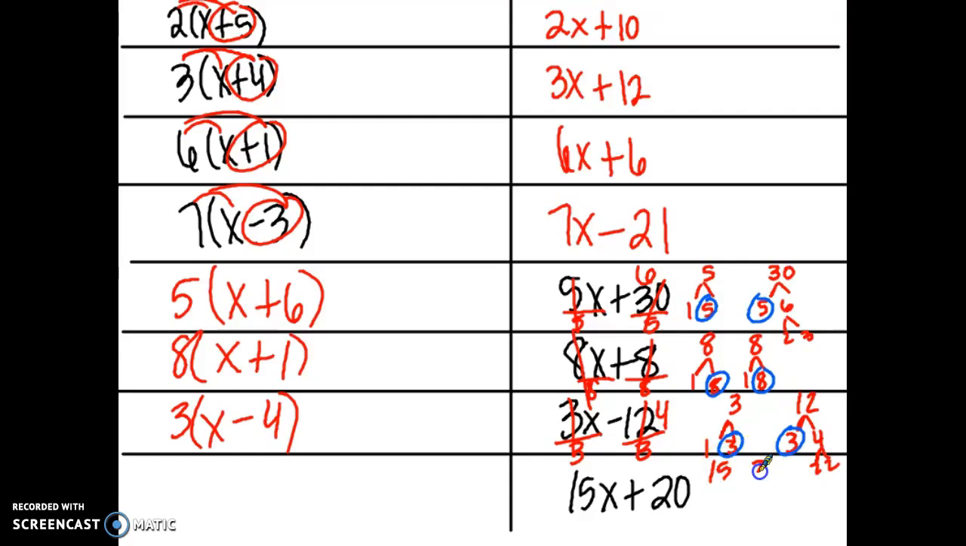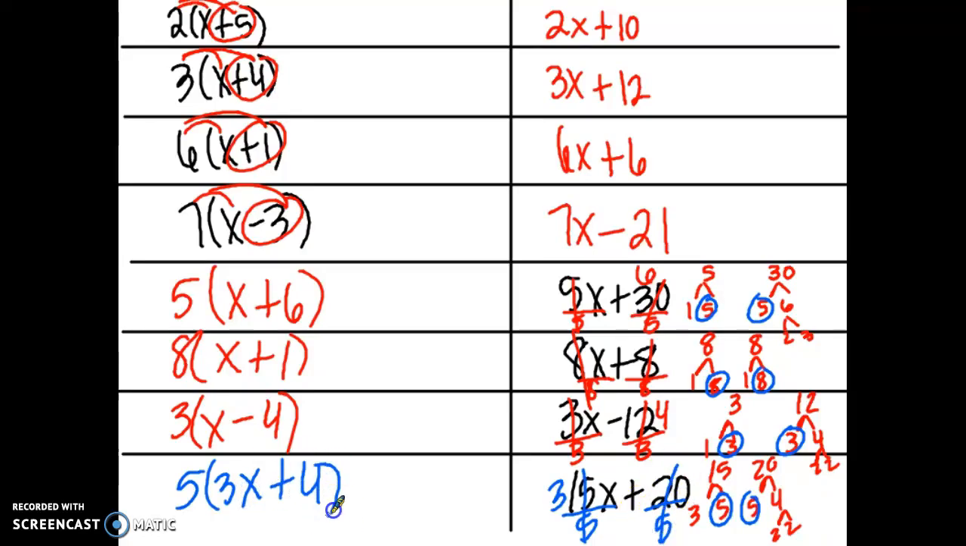For 15 and 20, 15 is divisible by 3 times 5. 20 is divisible by 5 times 4. And 4 is divisible by 2 times 2. So I'm pulling a 5 out. 15 divided by 5 is 3. Keep your x. And 20 divided by 5 is 4. 5 times 3x plus 4.